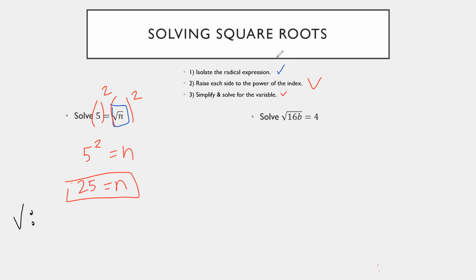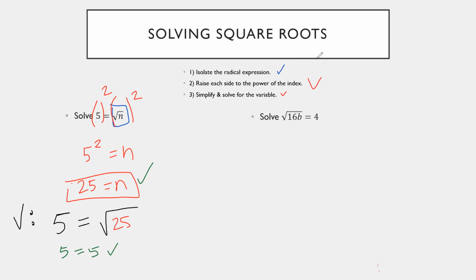And when we check, we have to check in our original problem. We have to check 5 is equal to the square root of n, but now we're going to plug in that n was 25 and see if this is true. Is it true that 5 is equal to the square root of 25? Well, yeah, square root of 25 is 5. So this really works out. Always got to check for extraneous solutions.